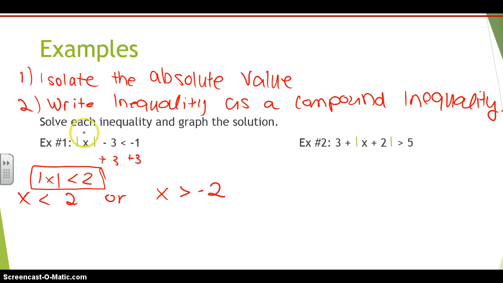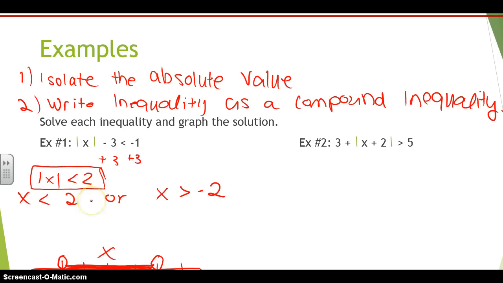So that's how you would write an inequality based on this absolute value inequality situation. So let's graph this. I have my number line. I will have an open circle at -2 and an open circle at 2, because the compound inequality is stating x is less than 2 or x is greater than -2. So x is going to be any value based on this compound inequality between -2 and 2.